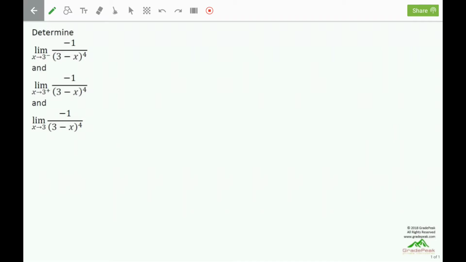Determine the left-sided limit, the right-sided limit, and the two-sided limit as x approaches 3 of negative 1 over (3 minus x) to the fourth power. Each of these involves the limit as x approaches 3 of negative 1 over (3 minus x) to the fourth power. The first thing to do is try plugging a 3 in for each of the x's.